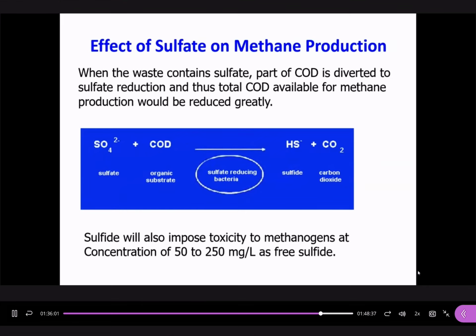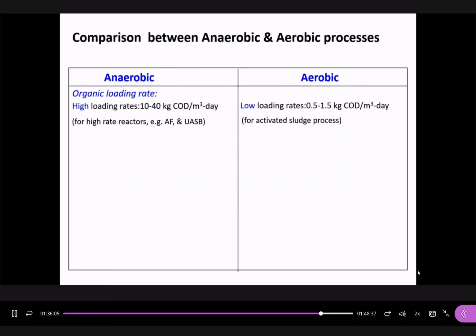So finally, let's compare anaerobic and aerobic. First one, wastewater type. What does loading rate mean? What is loading rate? Compare this value. Anaerobic: 10 to 40 kilograms COD per cubic meter per day. Aerobic: 0.5 to 1.5 kilograms COD per cubic meter per day.